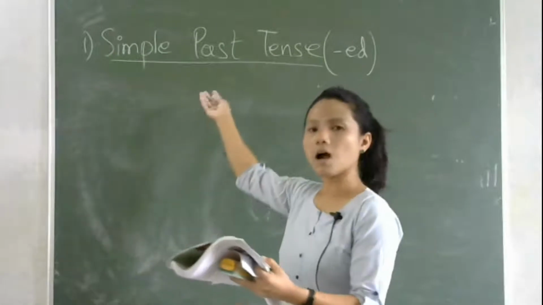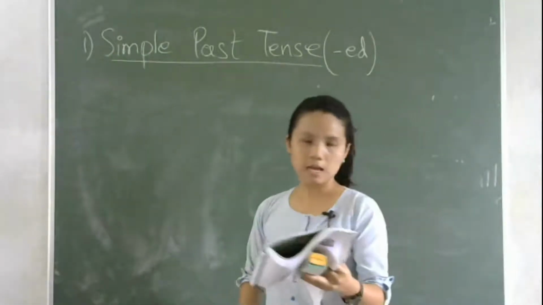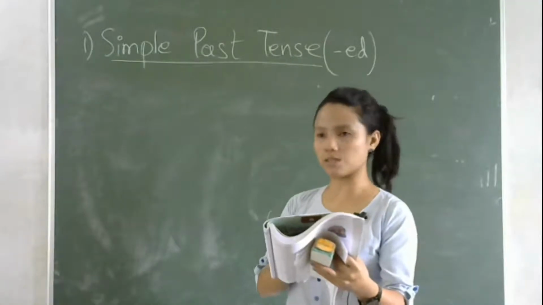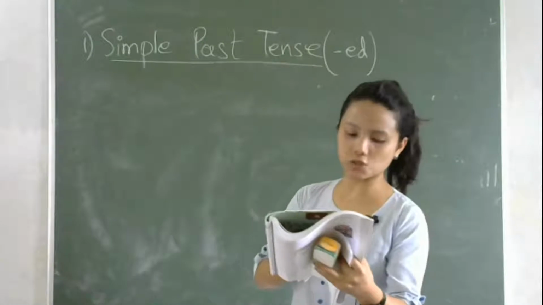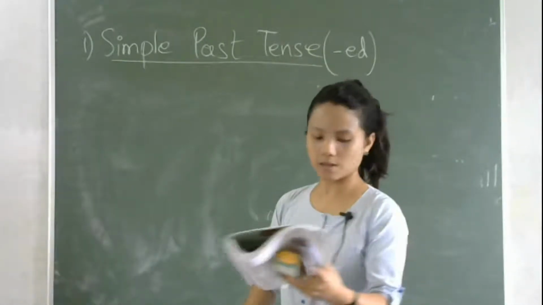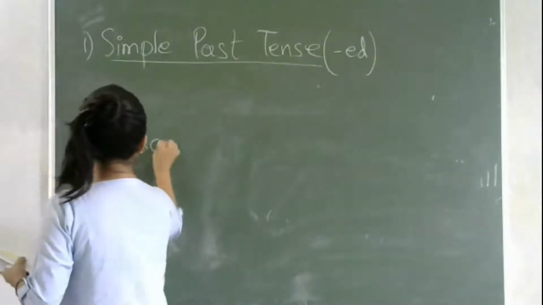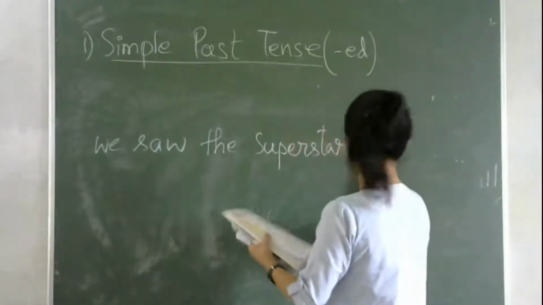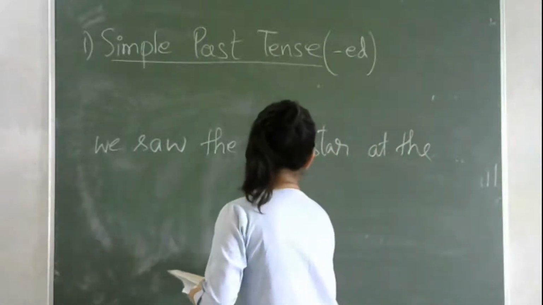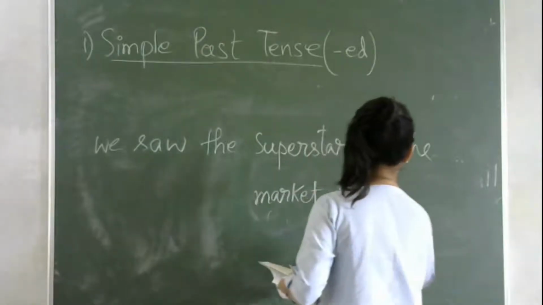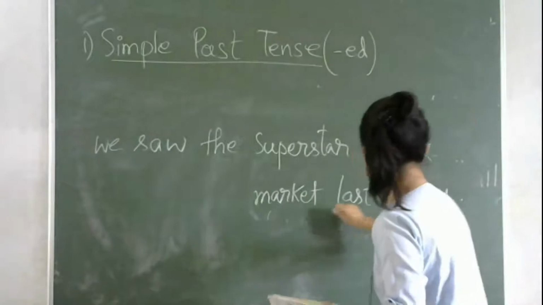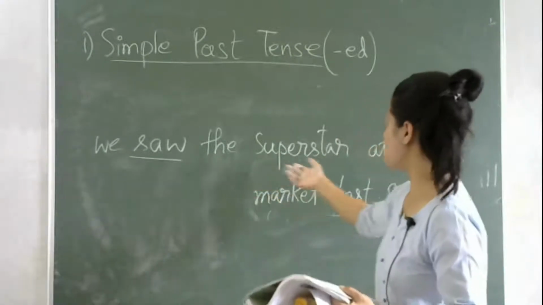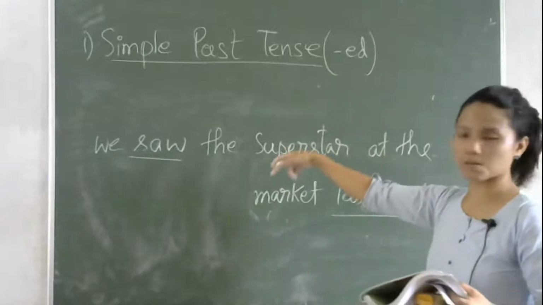Now let us see how we can use the simple past in different ways. On page 42, uses of the simple past tense are given. The simple past tense is used to express, number one, an action that took place at some point of time in the past. I will write the example. We saw the superstar at the market last Sunday. So, this is in the simple past.